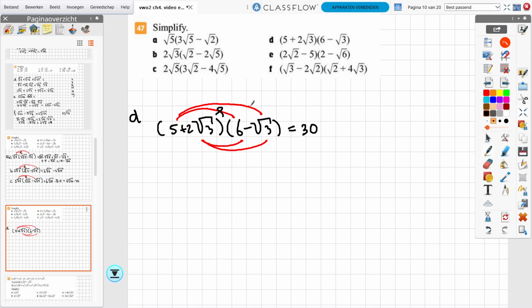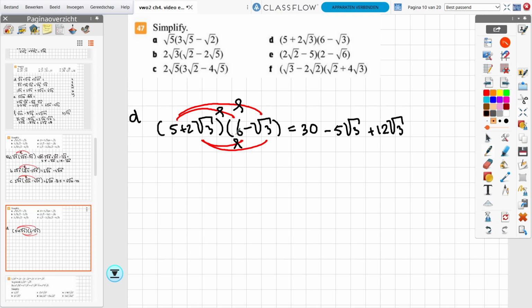5 times minus root 3, remember this is minus 1 root 3, so minus 1 times 5 is minus 5. Here there is no root, so it's just root 3 again. And I'm done with the top. Then 2 root 3 times 6. 2 times 6 is 12 root 3. Again, root 3 here, no root here, so the root stays the same. And then we have 2 root 3. Now we're done with this one, by the way.